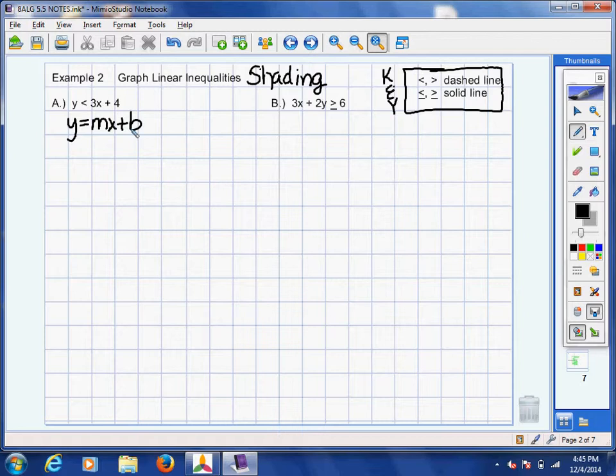So what I normally do in this type of situation is I write down some things. The slope is 3, so that'll be either 3 over 1 or negative 3 over negative 1. And it's going to cross at positive 4 on the y-axis. And then I also look at the inequality symbol itself, and I go, hey, that's a less than. So from my key, that means I'm going to draw a dashed line.